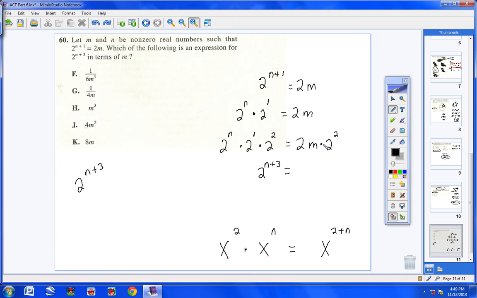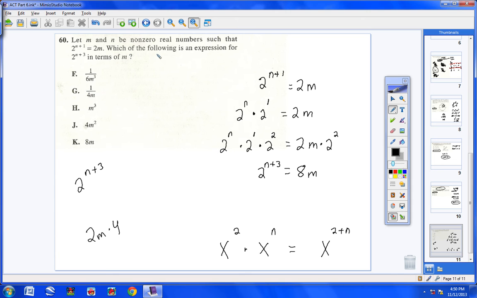Now, let's simplify this side. I have 2m times 2 squared. Well, that's the same thing as 2m times what? 4? I mean, what is 2 times 2? 4. And now what is 2m times 4? Well, students, you should know 2m times 4 would be 8m. Sure, but think about it. 2m times 4, 8m. So, I did it.